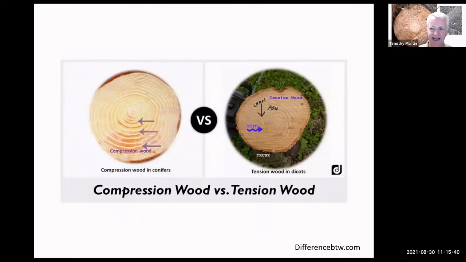So again, some examples and cross sections taken from leaning trees. This is an example of compression wood in a conifer that was cut down, and you can see it just looks different, has different wood properties. Whereas here's an angiosperm, this is an ash that was cut. They show how it was leaning, and the upper side of that lean formed tension wood.